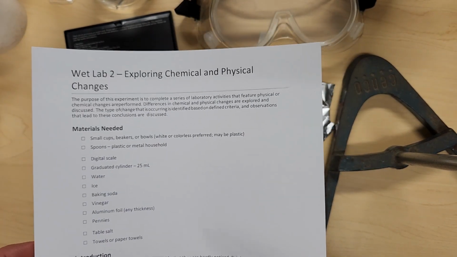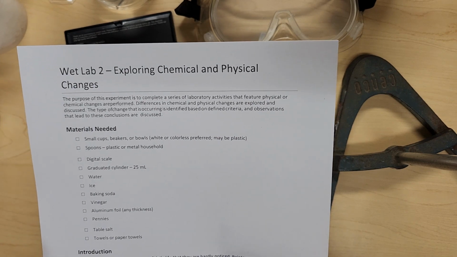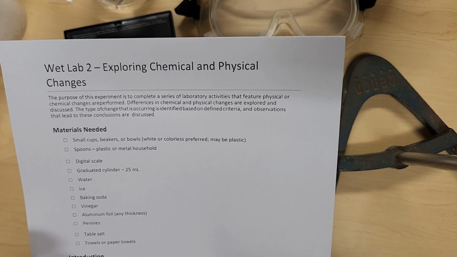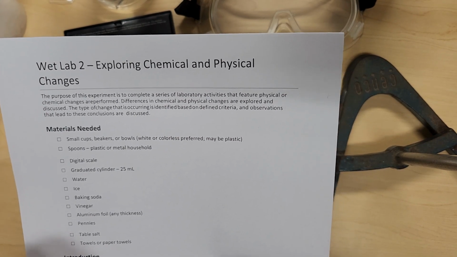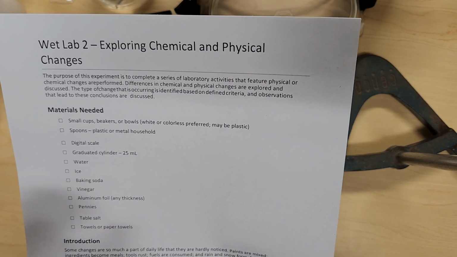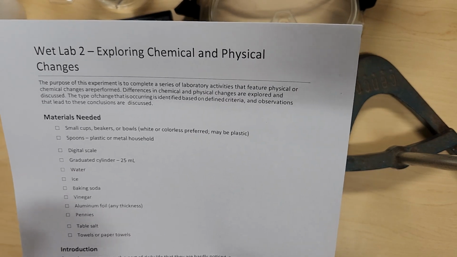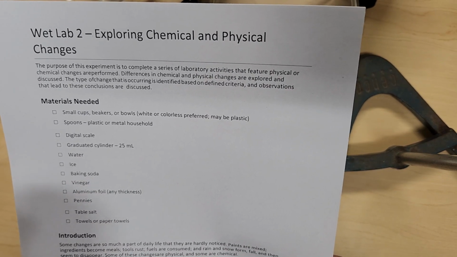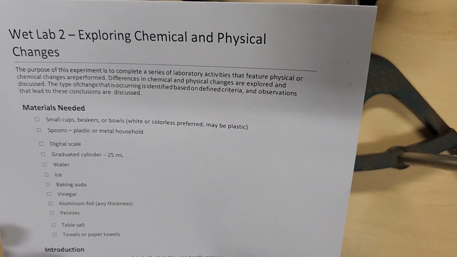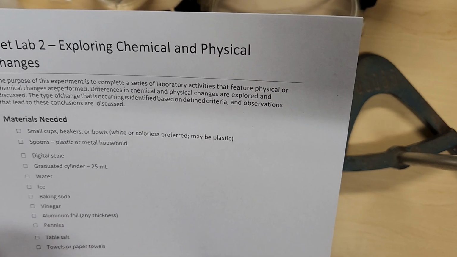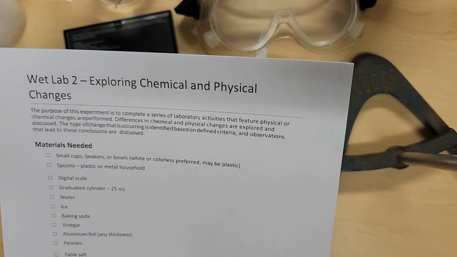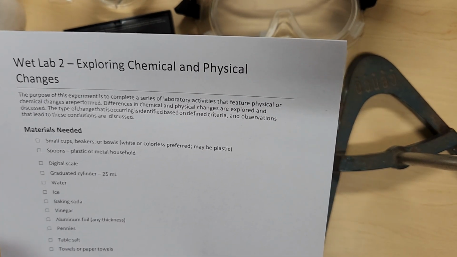Wet Lab 2, we're going to look at the difference between chemical and physical changes. Okay, so just a reminder, if we're talking about a physical change, the atoms that are in our compound or molecule remain the same. Okay, so they might change phase, they might move away from each other, but the molecules themselves are still present before and after that change occurs. Okay, so we can easily reverse the process.